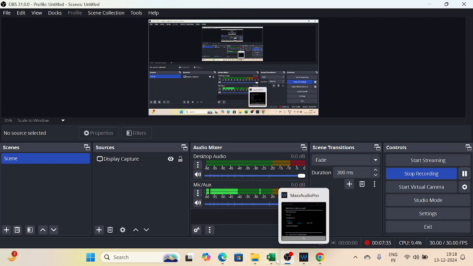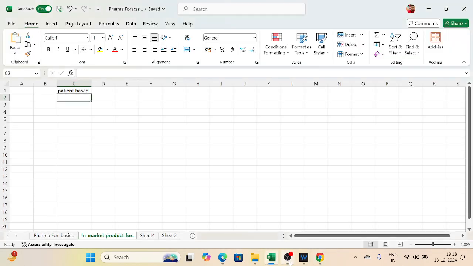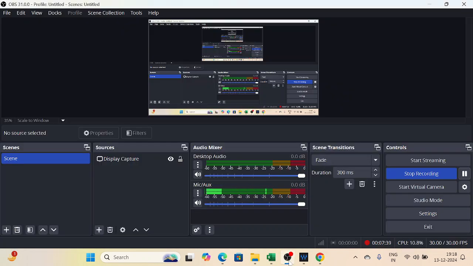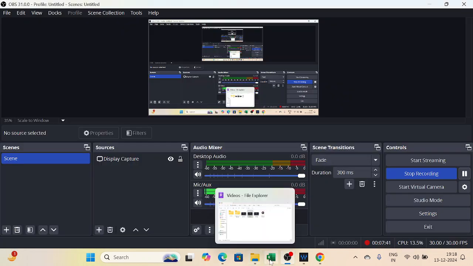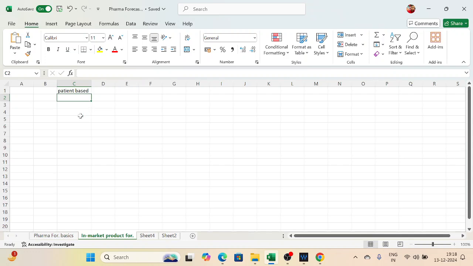So let's start with the patient-based model. As the name indicates, patient will be our base for getting to the right number. So let's say you are doing pharma forecasting for the X brand. By X brand, I mean you are forecasting for a single drug or single molecule.